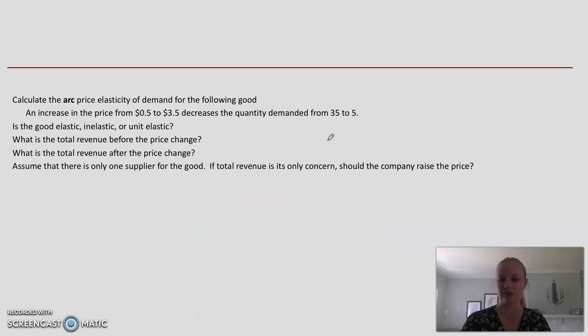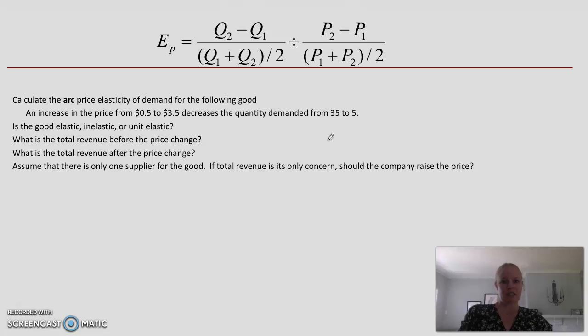All right, anyway, so this is our last one here. We've got an increase in price from 50 cents to $3.50, decreases the quantity demanded from 35 to 5. So really big increase in price, really big decrease in quantity demanded. It's kind of hard to do a common sense check on this.